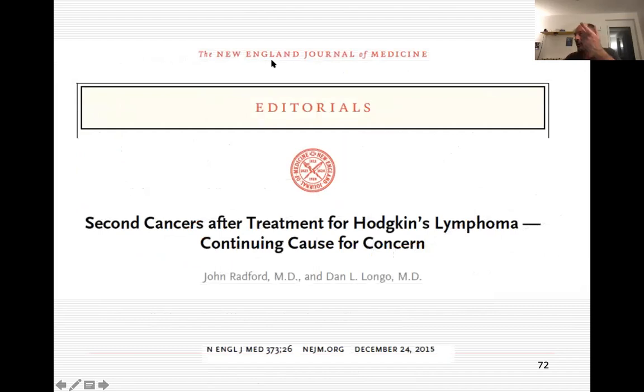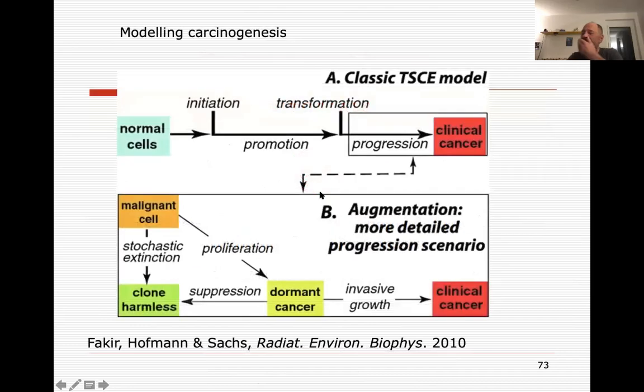In fact, the New England Journal of Medicine made an editorial saying second cancer after treatment for Hodgkin's lymphoma, continuing cause of concern. And finally, we will go back to why that is. The reason you can imagine is because you have a lot of integral dose. So the modern techniques we have seen in the treatment planning do not improve the integral dose, actually making it worse sometimes. So you cannot expect an improvement with IMRT compared to 3D CRT.